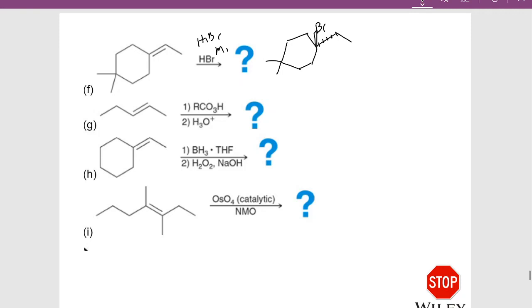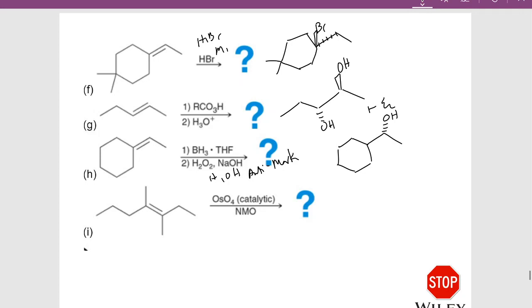Alright, for the next one, we've got the RCO3H and H3O+, so that's anti-dihydroxylation. So if one OH is on a dash, the other one's going to be on a wedge, plus enantiomer. Alright, the next one is the BH3 THF, so that's H and OH. Okay, and we add those anti-Markovnikov. We get the OH going to the less substituted side. So that's OH over here, and the H and OH actually add syn to each other. Okay, like that. So that would mean this ethyl group's on a wedge.